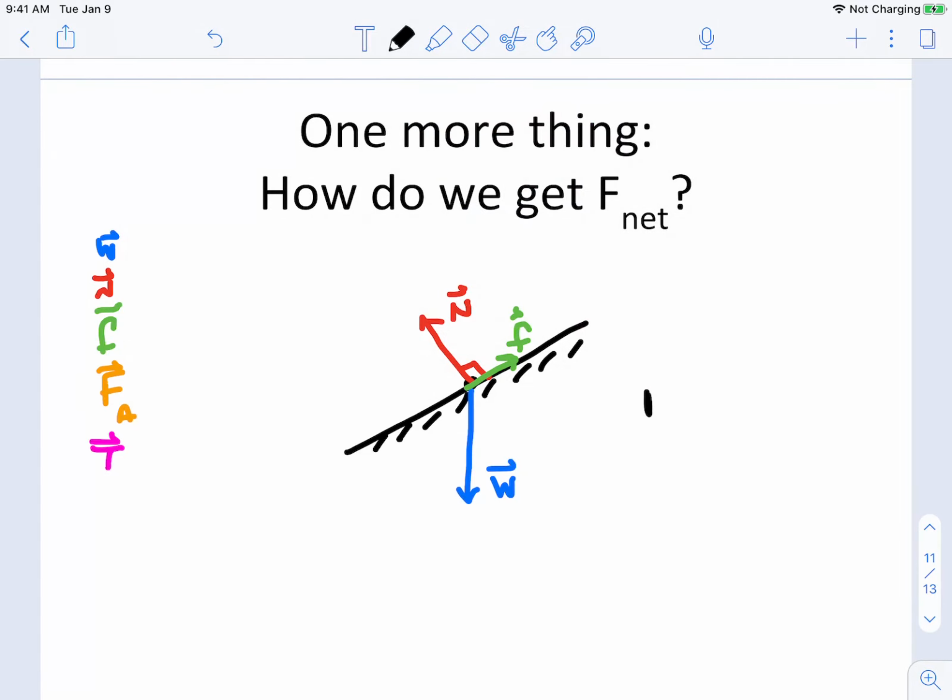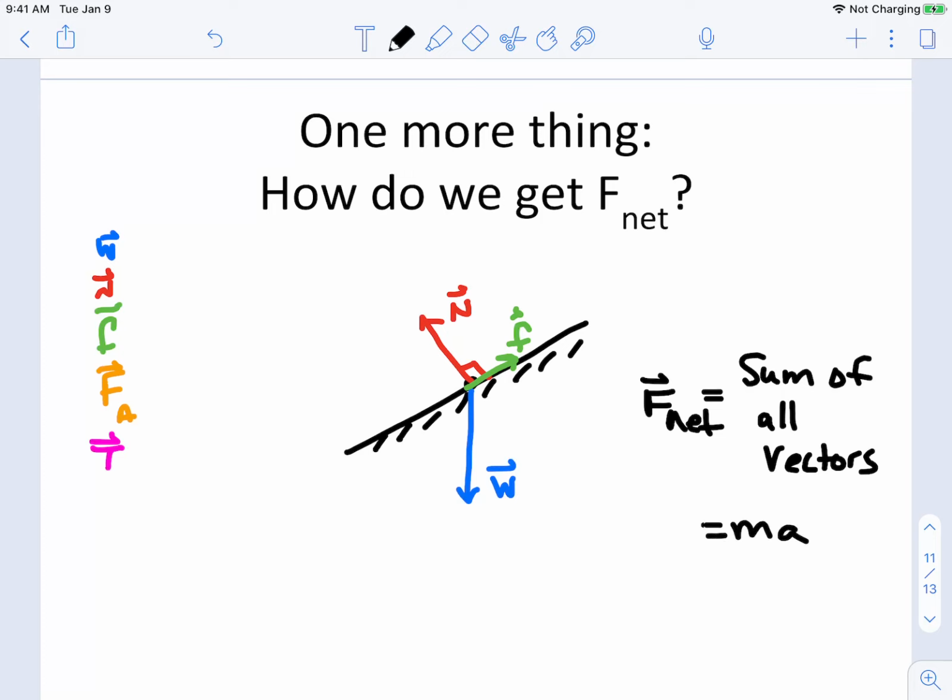And our net force would be found by simply adding up all of your vectors. So the sum of all vectors, or MA, right? And when I say the sum of all your vectors, it's not literally adding up N plus W plus friction. Okay, we'll talk about how we actually calculate that in class. But there you have it.